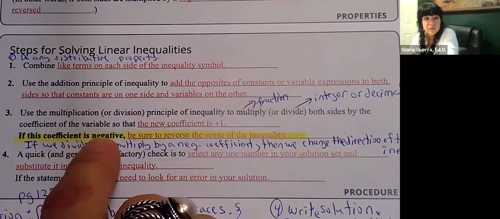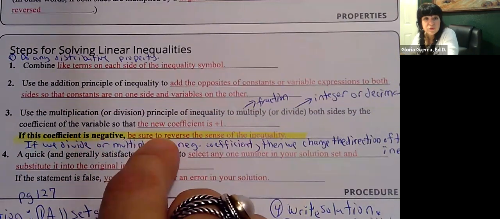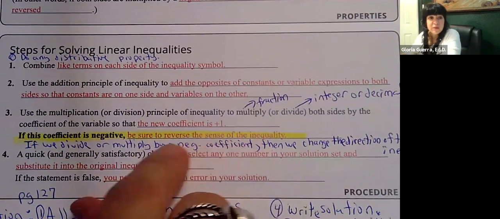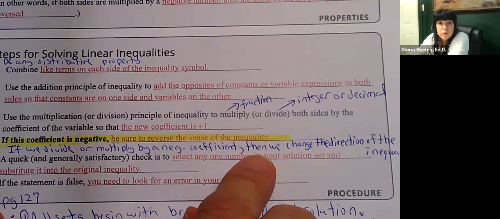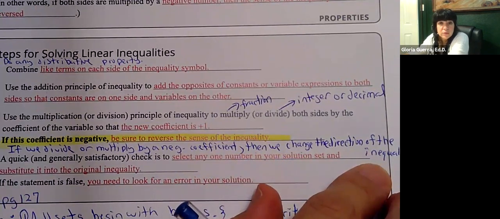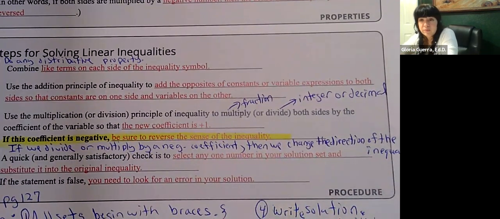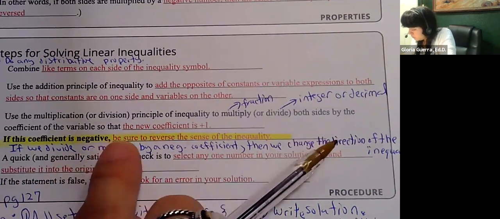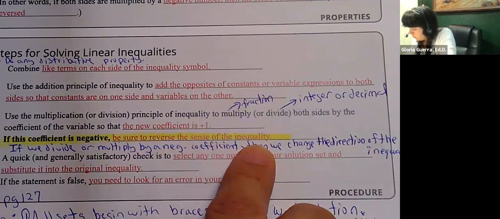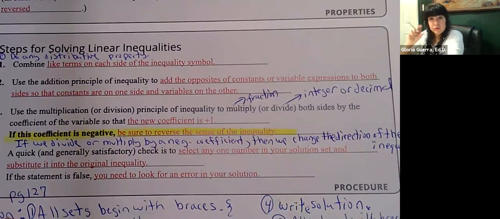If this coefficient is negative, be sure to reverse the sense of the inequality. That means that if we divide or multiply by a negative coefficient, then we change the direction of the inequality. So you want to be alert to that, okay? And it only happens whenever you're solving inequalities. So if the coefficient is negative, be sure to reverse the sense of the inequality. You have to literally change the direction of the inequality when you recognize that, if you're multiplying or dividing by a negative. So just keep that in mind. That's important.